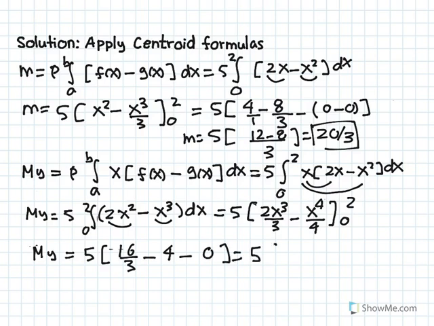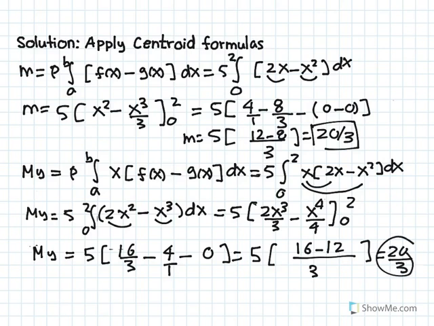So we get 5 times, let's take a common denominator, the common denominator is 3. 3 goes into 3 1 times, that's 16, minus 1 goes into 3, 3 times 4 is 12, so we get 5 times 4, 20 over 3. Coincidentally, the moment with respect to the y-axis is the same as the mass. That's not always going to happen, it's just in this case. It's just the way the numbers worked out.